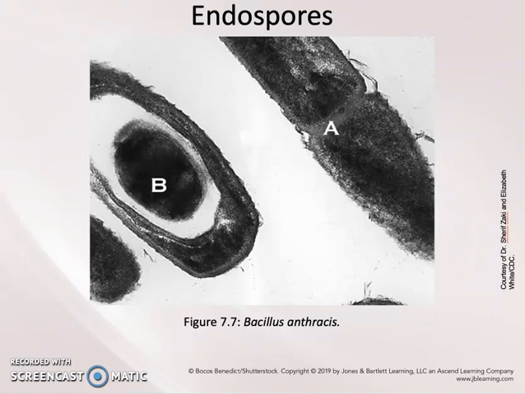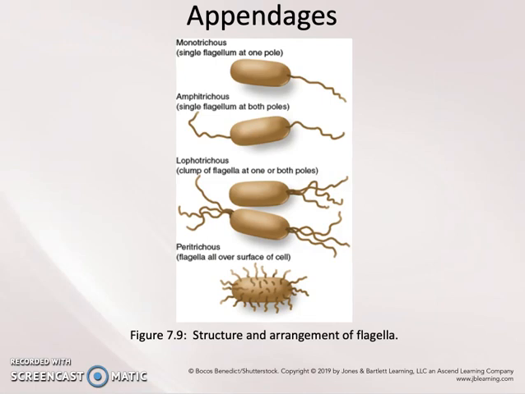Now, in addition to these structures, some bacteria also have extracellular appendages, or little tails or things that can come out from outside the cell. One of the more common of these is the flagella. Flagella allow the bacterial cells to swim. Flagella are made of a protein called flagellin, easy to remember.